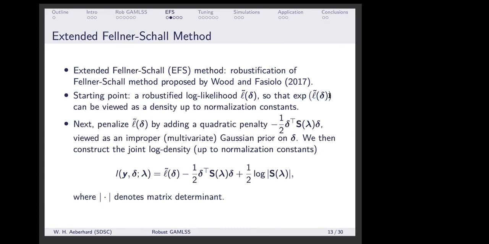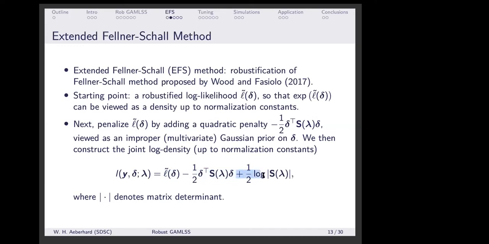Next, you consider the quadratic penalty, the ridge penalty here, as an improper multivariate Gaussian prior on delta. So we are taking this Bayesian, or maybe I should say empirical Bayes view, where now both the response y and delta are considered random, and lambda, my smoothing parameter, is seen as another model parameter. We can construct a joint log density, this is what I have down there, for both y and delta taken jointly, which is nothing more than the previous robustified log likelihood I had. So this is exactly what I had on the previous slide.